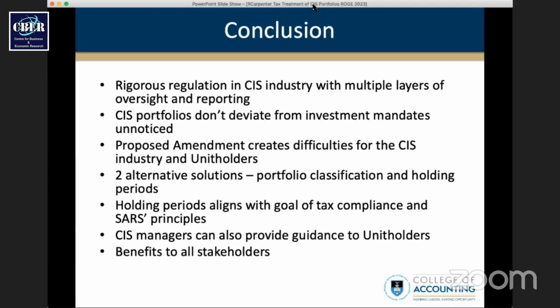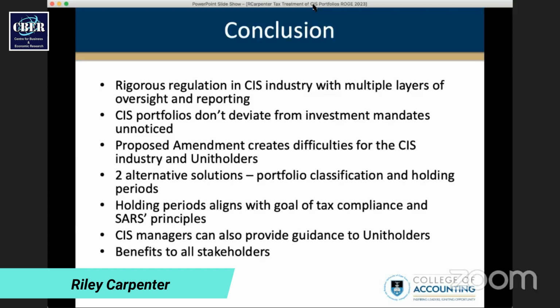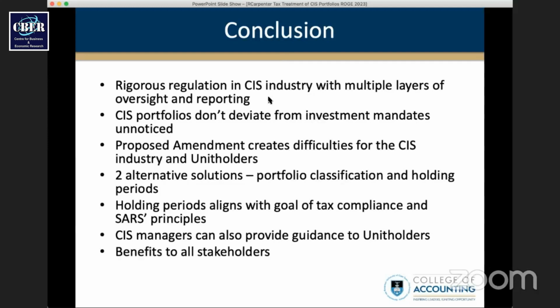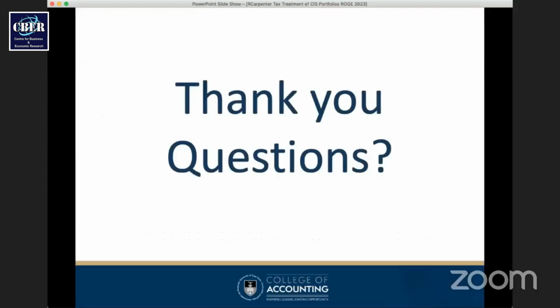So therefore, in conclusion, the CIS industry in South Africa is vigorously regulated. There are multiple layers of oversight and reporting. The CIS portfolios don't deviate from the investment mandates unnoticed. It does get picked up by either SARS or the FSCA. The proposed amendment that the Revenue Authority is suggesting creates difficulties for the industry as well as the unit holders. And so we have proposed two alternative solutions, the portfolio classification or the holding periods. We prefer the holding periods because it aligns better with the goal of tax compliance and our Revenue Authority's principles. The CIS managers can easily provide guidance to the unit holders to assist them in deciding what they would like to do from a tax perspective, and therefore it benefits the majority of stakeholders. Thank you.